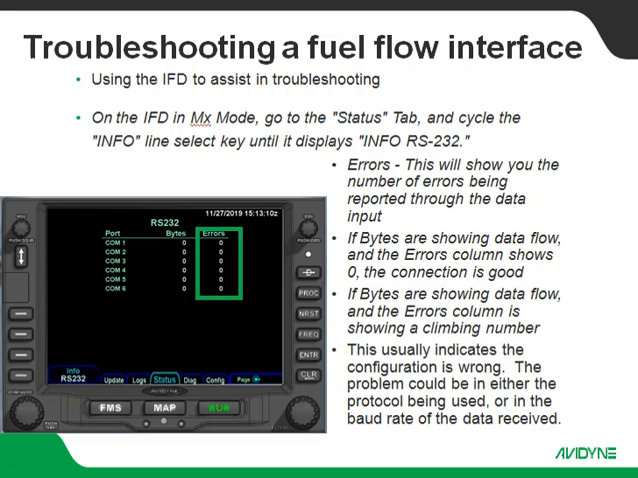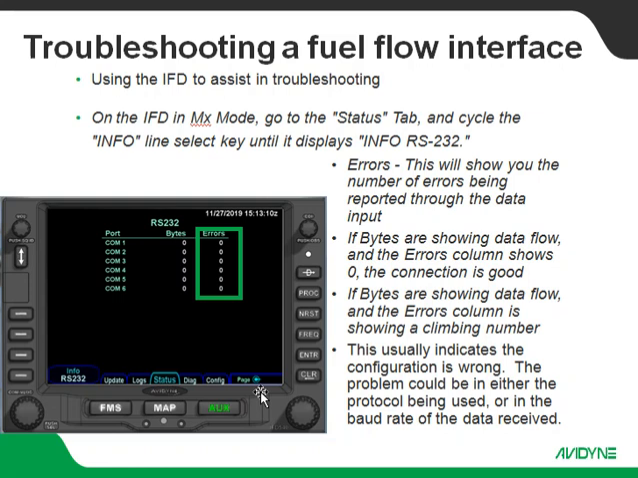And this other column over here, this errors column, sometimes this can point us in a direction when it comes to troubleshooting these things. So what that errors column represents is the number of errors being reported through the data input. So if we are showing data coming in, our bytes column is climbing, but our errors column is climbing as well, it's a pretty good indication that either something's configured incorrectly, maybe we've got a baud rate mismatch, or some configuration piece is not correct.